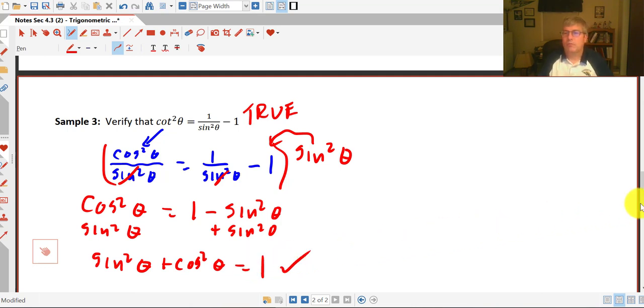And we'll get some more practice with working with these identities when I see you in class.